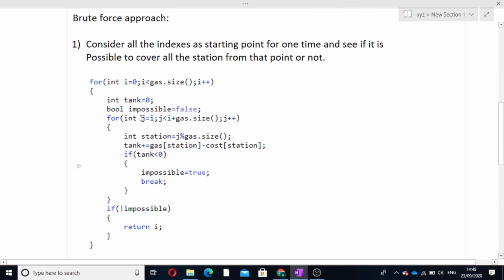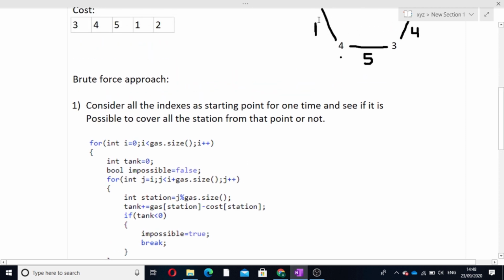So we can see that the second loop is starting from the ith position, that is the starting point, and it is moving till i plus gas.size(). Why have I taken i plus gas.size()? Because it is a circular station.